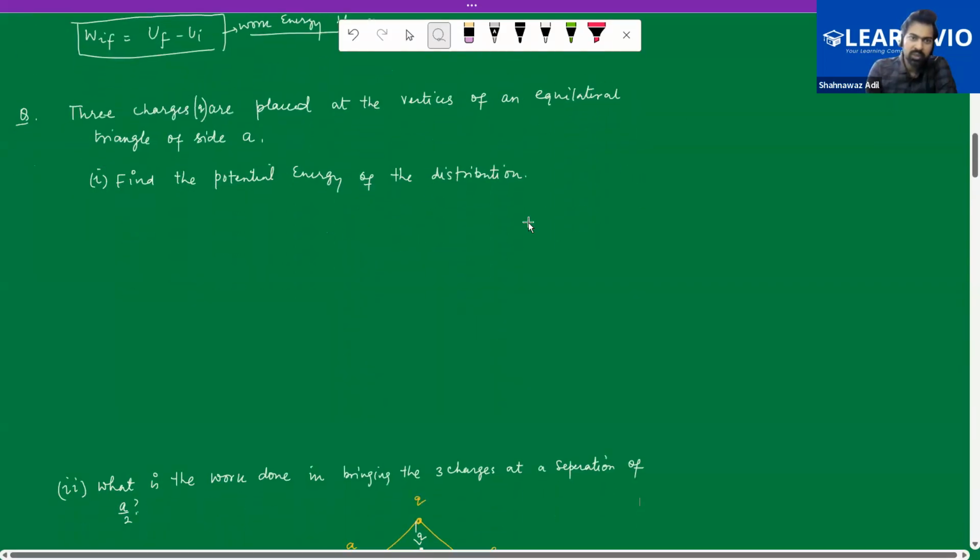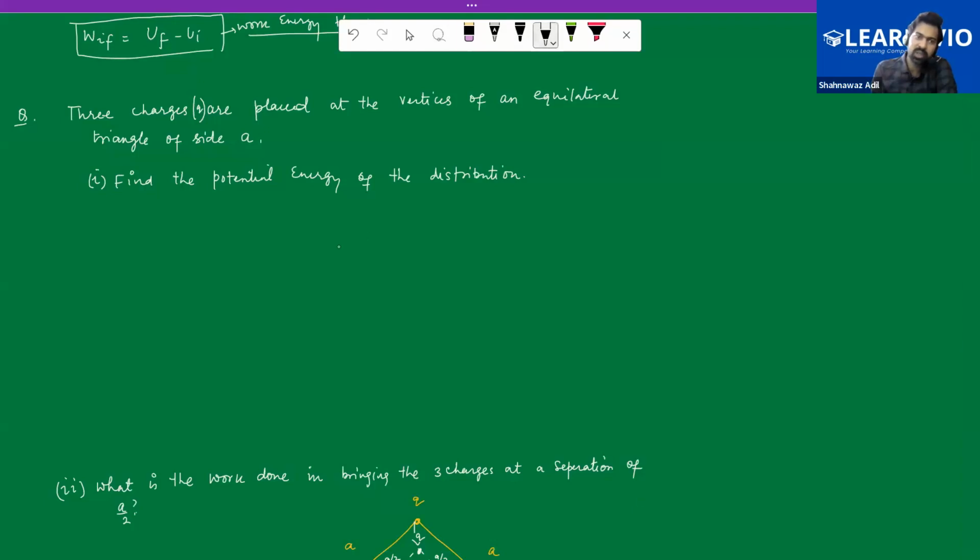Okay, so now let us do this simple question. We have three charges placed at the vertices of an equilateral triangle of side A. Find the potential energy of this distribution. So we have three charges, and they are Q charges. So Q, Q, and Q, right? And then we have the separation, which is A, and A.